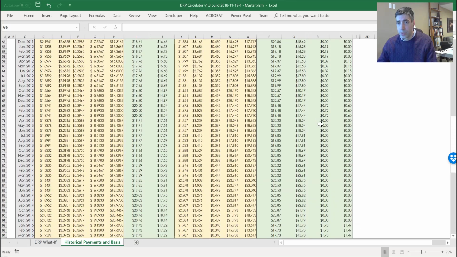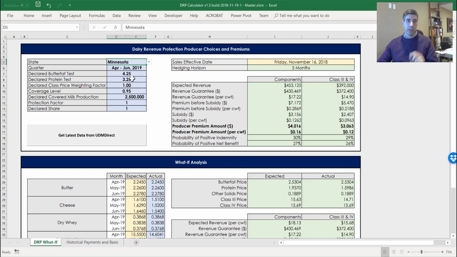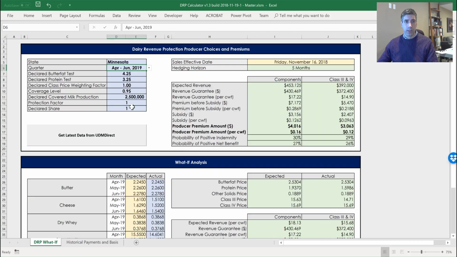The second point I want to raise is this. Remember these numbers. Net benefit, the average payment: 69 cents for components, 64 cents for class pricing option. That is 5 months out. Now let's do the same program, but this time instead of covering the second quarter of 2019, I'm going to cover the last quarter of 2019. That's going to give me a hedging horizon of 11 months, not 5 months. Before we do that, remember these numbers again. Average payment 69 and 64 cents. Now let me change this.